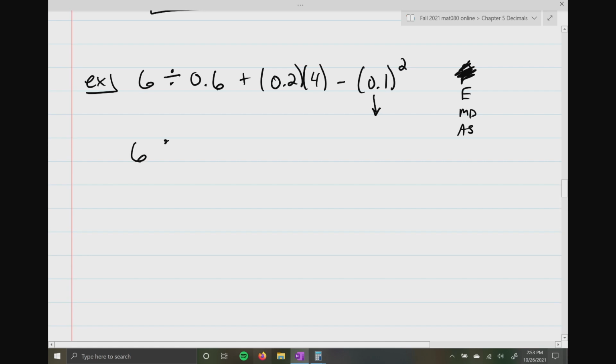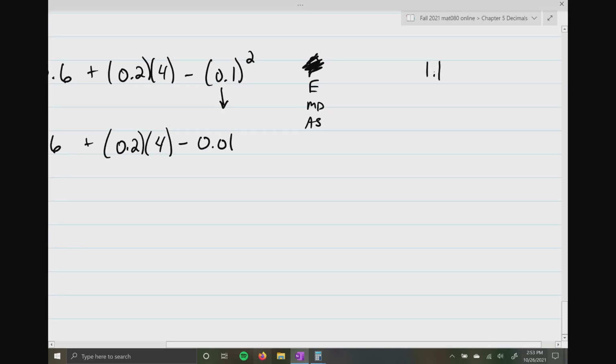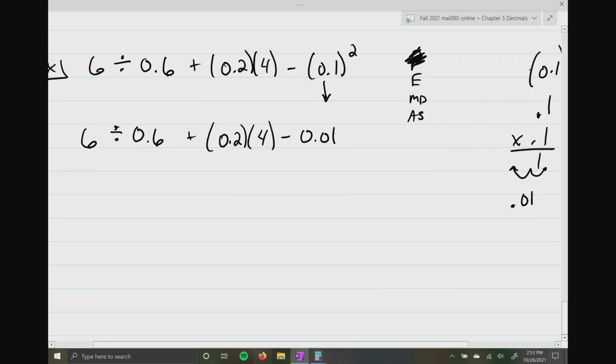So I rewrite everything the exact way that it looks right now, except 0.1 times 0.1 is going to be 0.01. Now, if you're asking, well, how did I get 0.01? Just remember 0.1 to the second power means 0.1 times 0.1. 1 times 1 is 1. 1 decimal place for a total of 2. So I put my decimal to the right, and I move it 2 spots to the left. 0.01. So that's how I came up with 0.01. Okay?